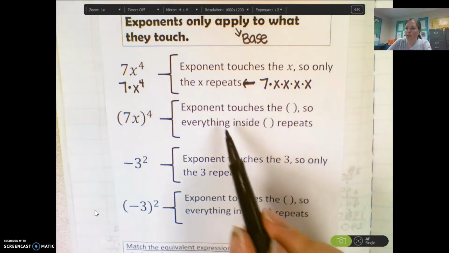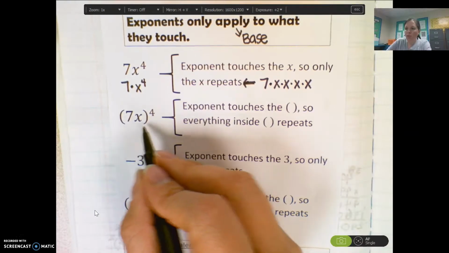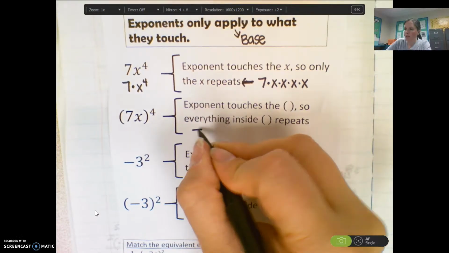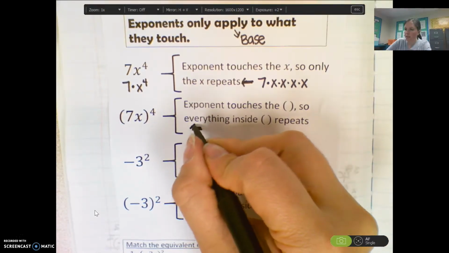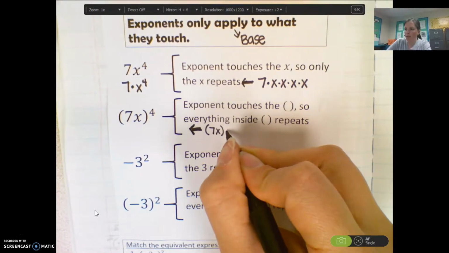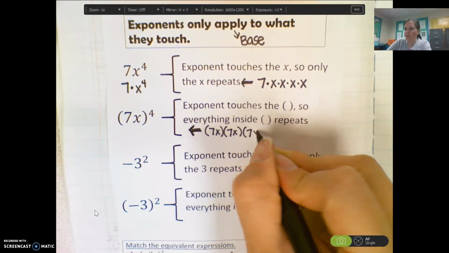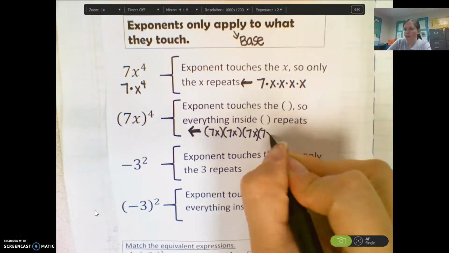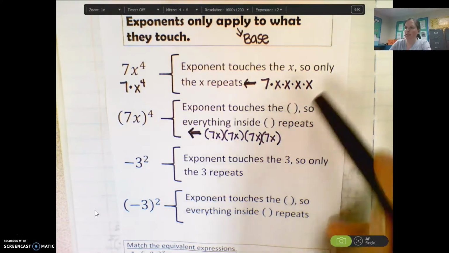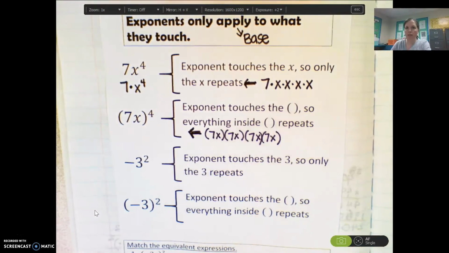Now, if we look at the second one, the exponent is touching the parentheses. So since it's touching this group, the group is what is getting repeated the 4 times. So for this one, it's going to be 7x, and I'm just going to repeat the parentheses to show multiplication, times 7x times 7x times 7x. So 7x is what's getting repeated all 4 times. So you can see the difference here. What's repeating 4 times? Is it just the x's, or is it the whole thing?